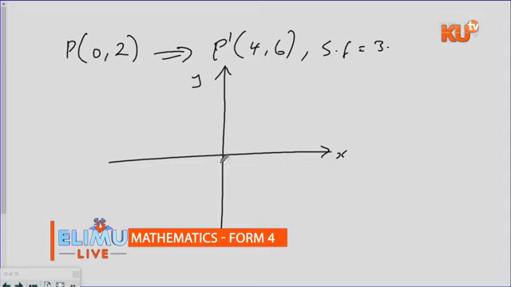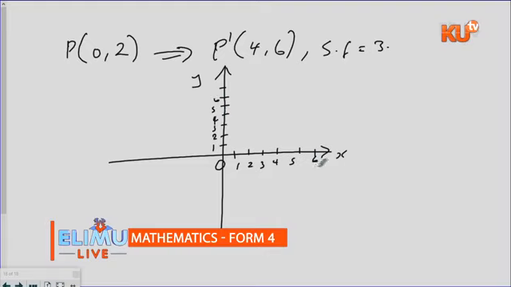So we have 0, 1, 2, 3, 4. Let's have 5 and 6. So I have 1, 2, 3, 4, 5, 6. Then on the y-axis, 1, 2, 3, 4, 5, 6. So this is 1, 2, 3, 4, 5, 6.